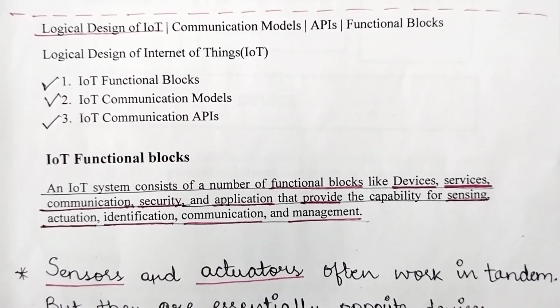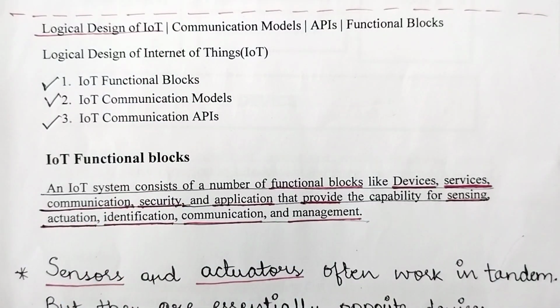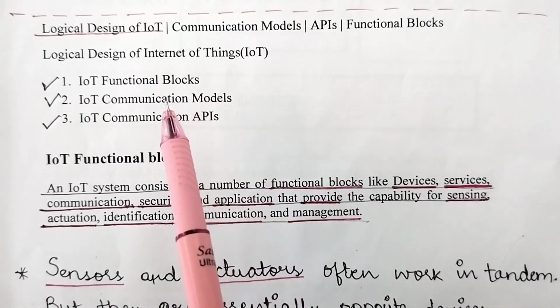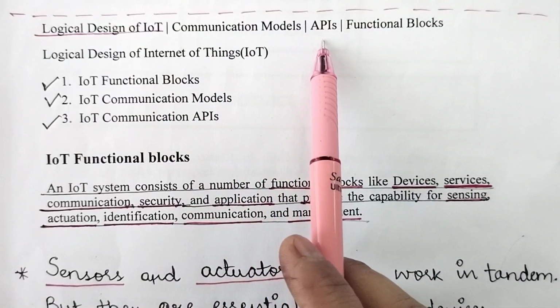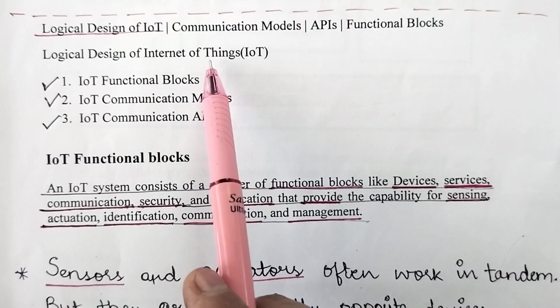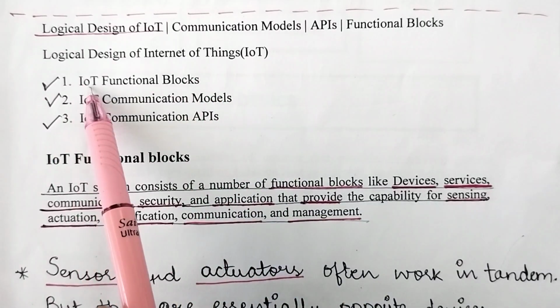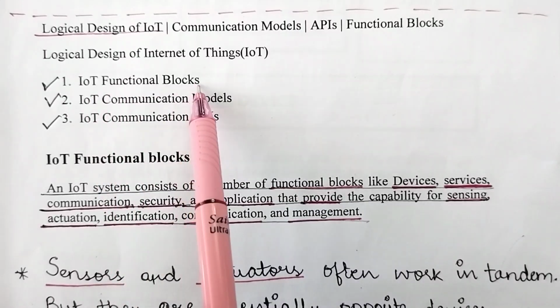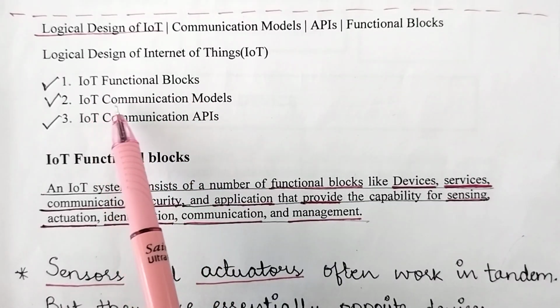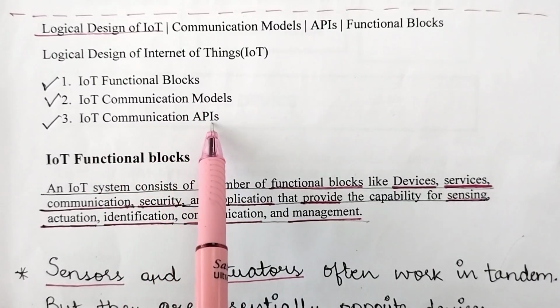Hi everyone, today we are going to study the logical design of IoT. In the logical design, we will see various communication models, various APIs or application programming interfaces, and the functional blocks. So, basically the logical design of the Internet of Things can be divided into three categories. The first is the IoT functional blocks, the second is the IoT communication models, and the third is the IoT communication APIs.